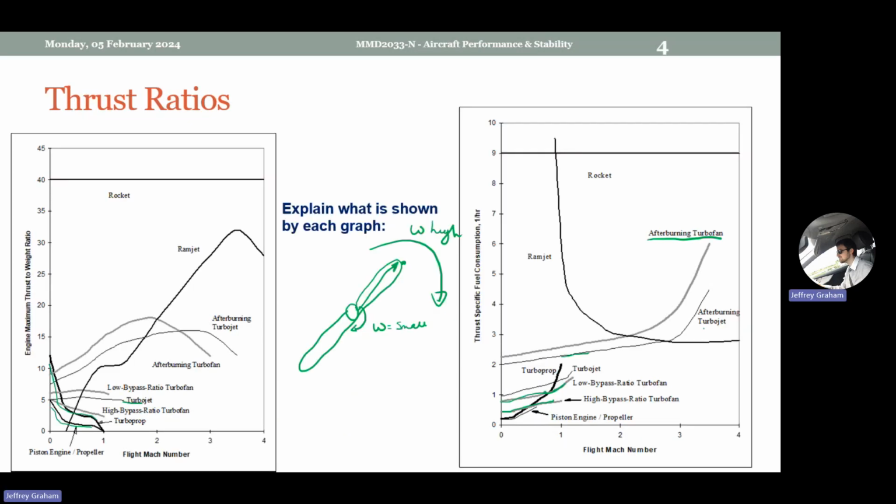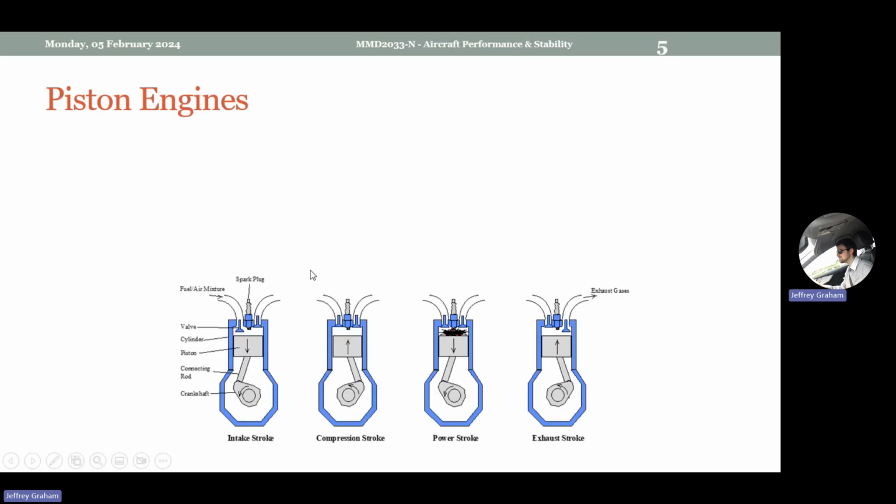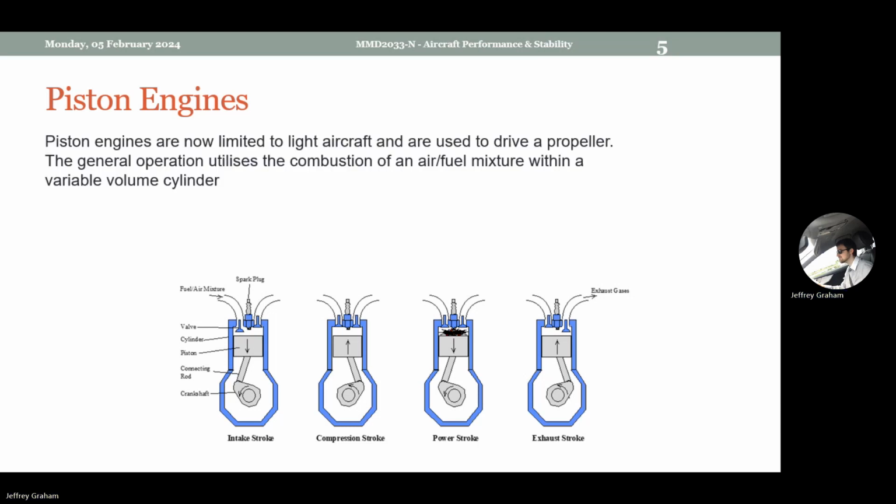Right. So on the graph, we've got piston engines. Quick overview of how a piston engine works, just so you're happy with this. Not something that gets covered very often. Piston engines are limited to light aircraft, and these will typically use a propeller to reduce the power and the output.